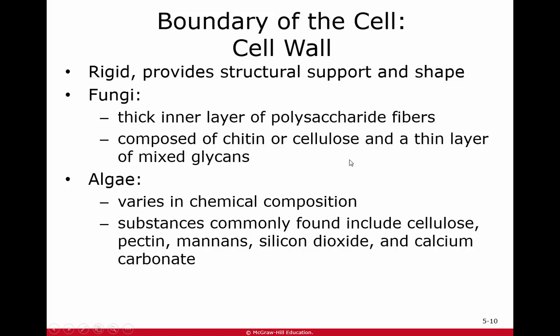You could see some cellulose in there that's similar to plant material, but the main thing you're going to see is chitin. Very strong polysaccharide, which is one of the reasons why fungal infections are so hard to get rid of. For algae, they also typically have a cell wall, but the chemical composition varies. So you can see something similar to cellulose, pectin. It also mentions some calcium carbonate in there. So depending on what type of algae it is, it could have a different composition to the cell wall.